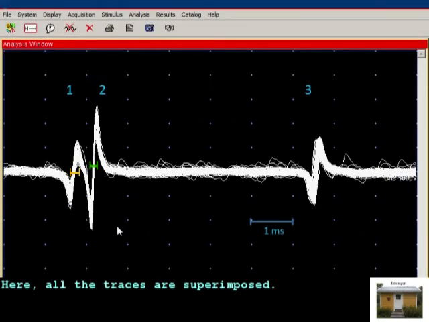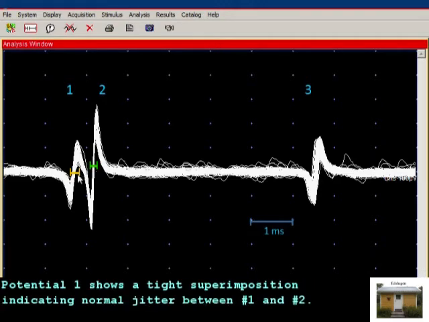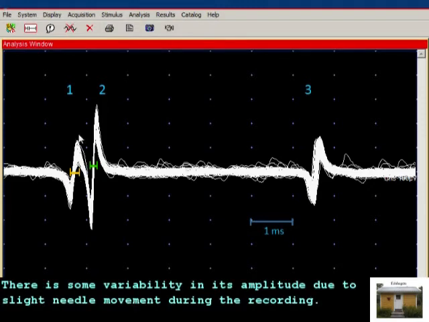Here all the traces are superimposed. Potential 2 appears at a fixed position since it was used as the trigger. Potential 1 shows a tight superimposition indicating normal jitter between number 1 and number 2. There is some variability in its amplitude due to slight needle movement during the recording.